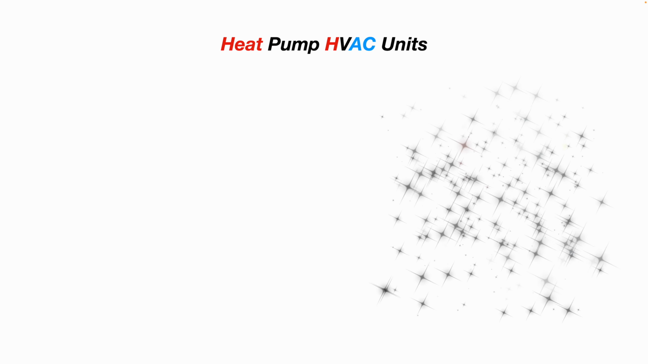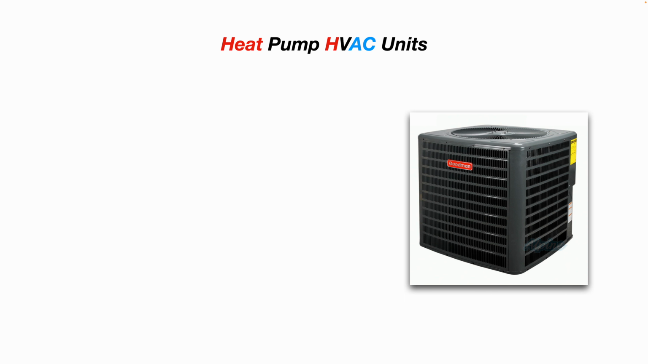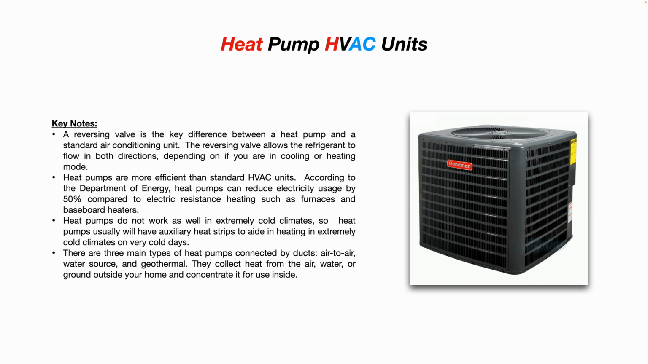So now we move on to heat pump HVAC units. And honestly, if you were to see one on the outside of a building or a house, they look almost identical to a conventional air conditioning unit. Some key notes. A reversing valve is the key difference between a heat pump and a standard air conditioning unit. The reversing valve allows the refrigerant to flow in both directions, depending on if you are in cooling or heating mode. Heat pumps are more efficient than standard HVAC units.